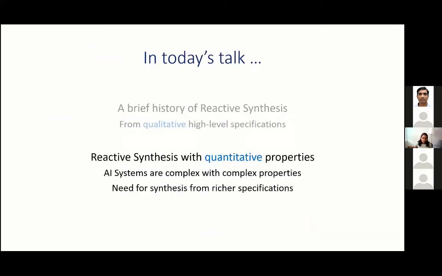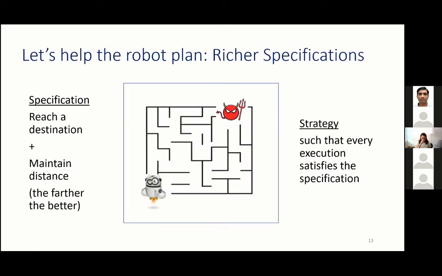But now qualitative specifications are not sufficient to encode all the kinds of behaviors. And so there is a need to perform reactive synthesis from much richer, much more nuanced specifications. And in this talk, I will discuss my work on reactive synthesis from quantitative specs. So let's start with a simple motivating example of why we need richer specifications.